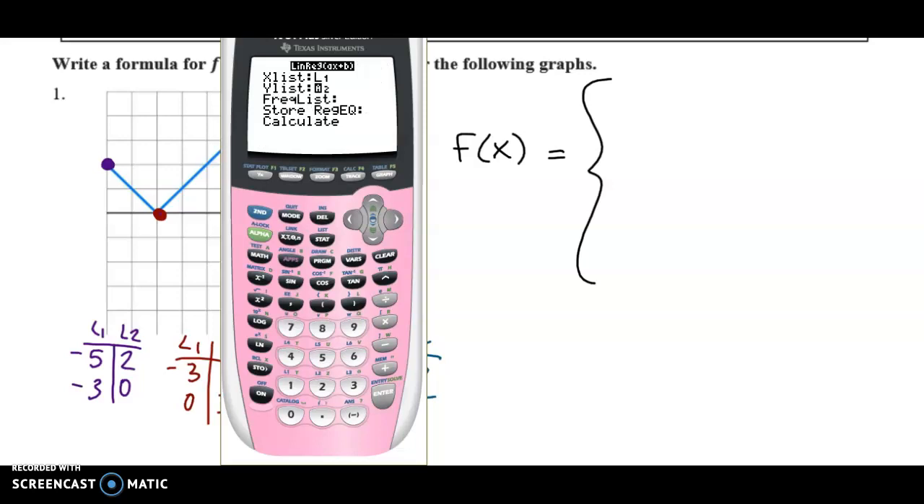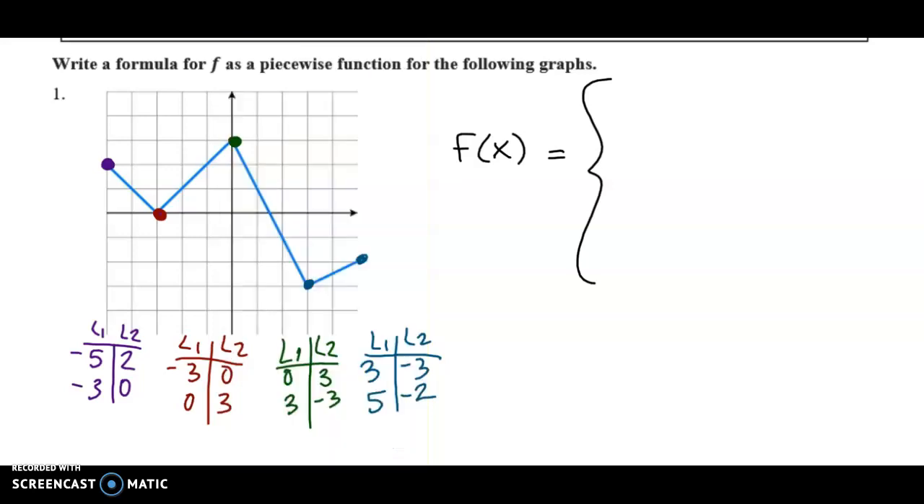Linear regression is stat calc 4. So I have -x minus 3. So it looks like -x minus 3. Alright, and then these right here tell me my interval. I started at -5, went to -3. This is the first time I've used it, so I'm putting the equal sign with the -3 while I wrote it down here.